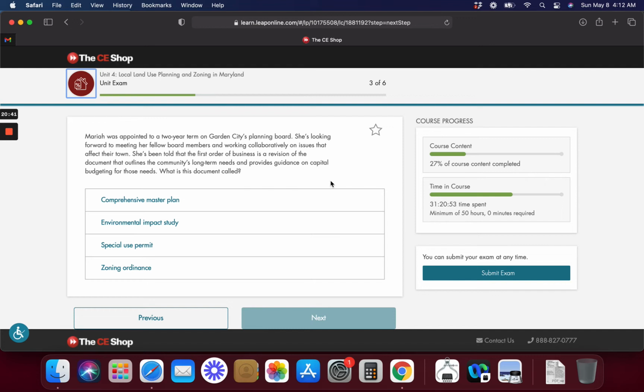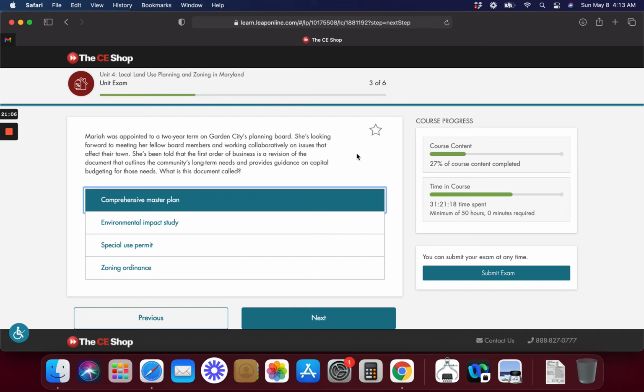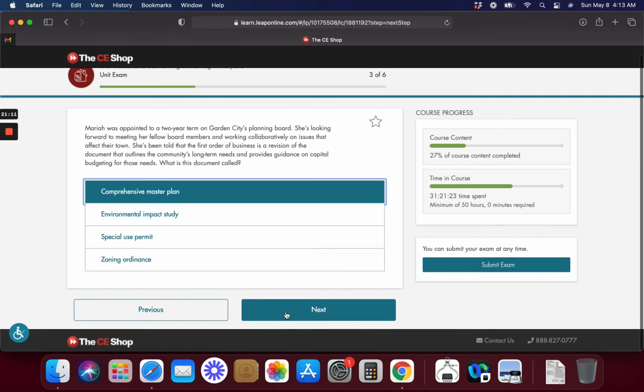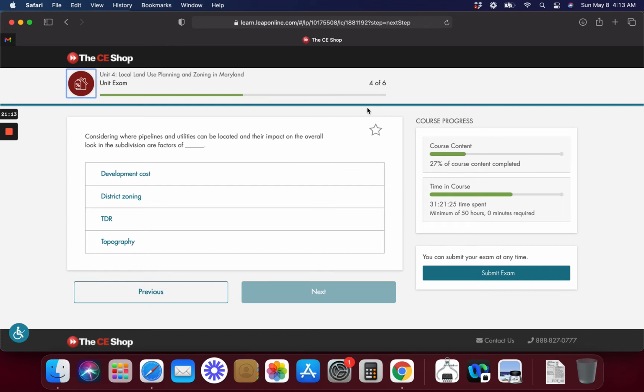Mariah was appointed a 2-year term on a Garden City Planning Board. She looked forward to meeting her fellow board members and working collaboratively on issues that affected their town. She's been told the first order of business is a revision of the document that outlines the community's long-term needs and provides guidance on capital budgeting. What is this document called? I would say comprehensive master plan. I have no idea if that's right. We'll find out if we're wrong or right.